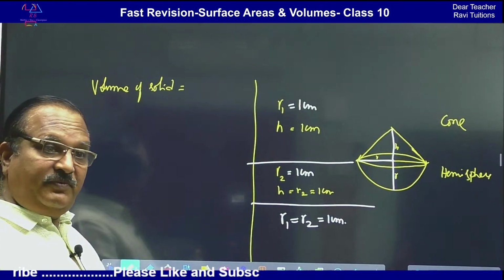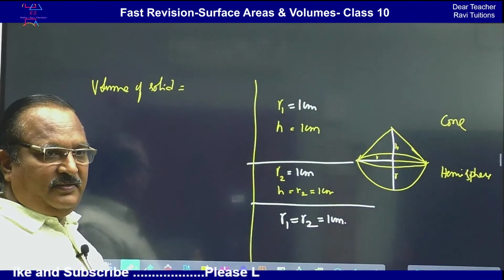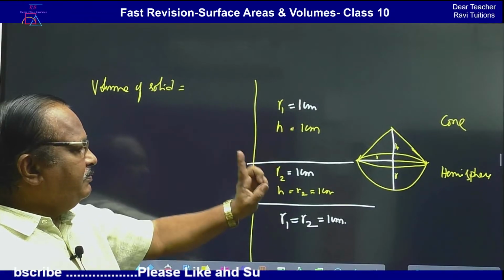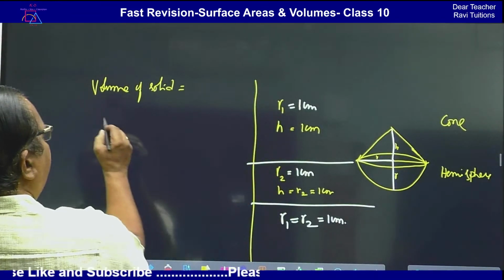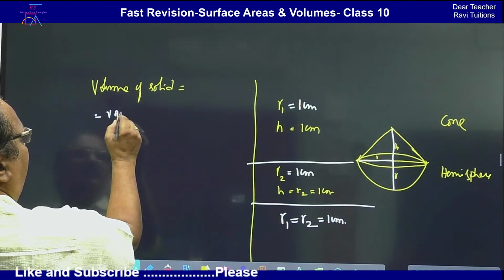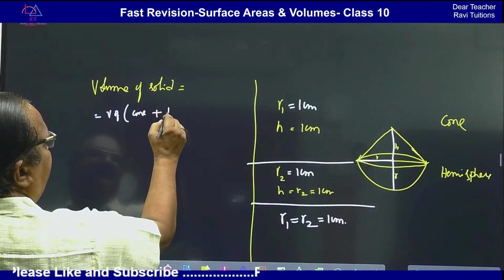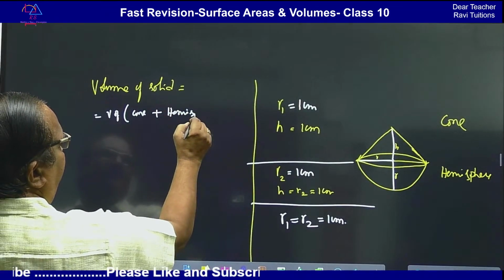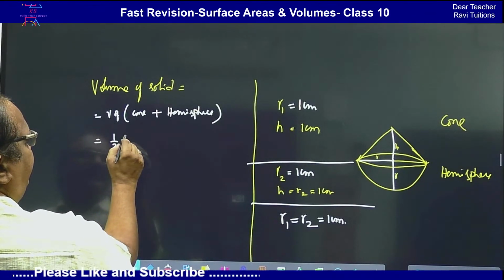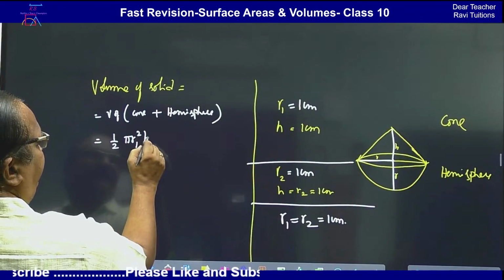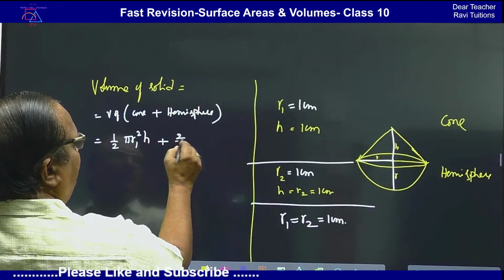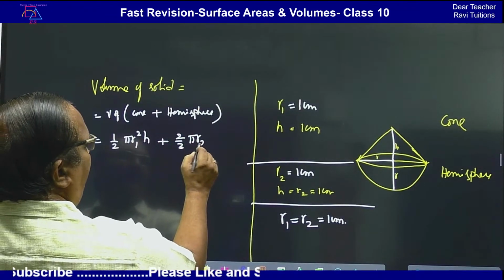How to find the volume of the entire solid? You have to add both the figures: volume of cone plus volume of hemisphere. This is the volume of the solid. So cone is 1 by 3 pi R1 square h, plus hemisphere 2 by 3 pi r2 cube.